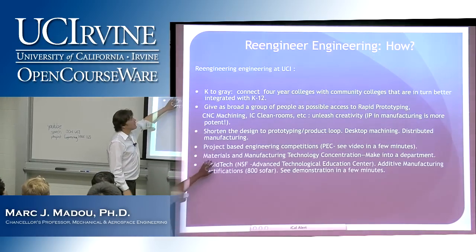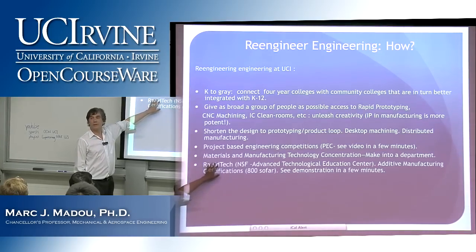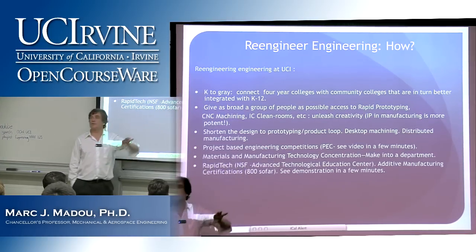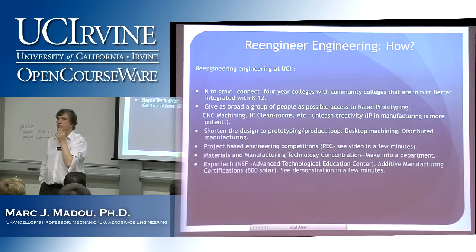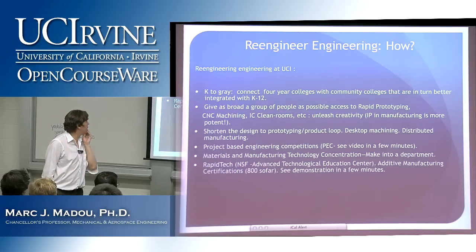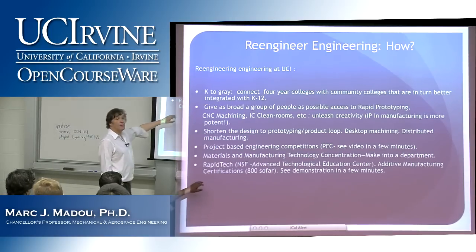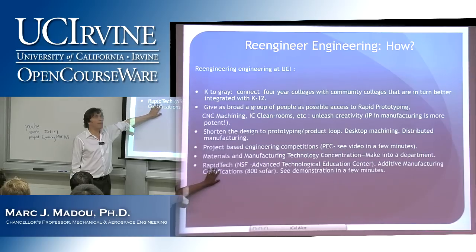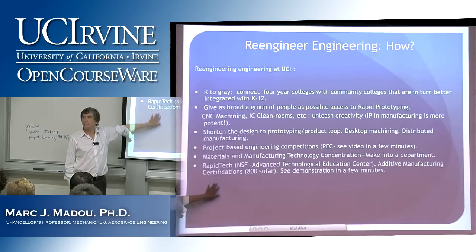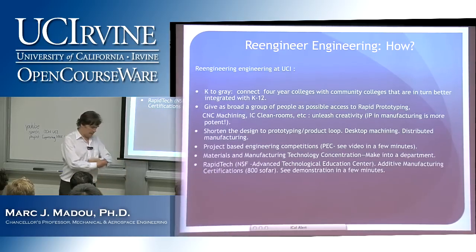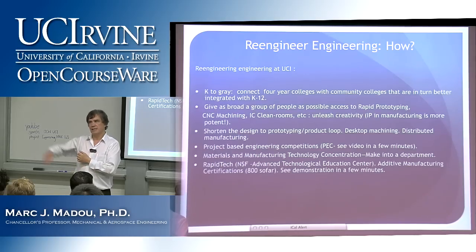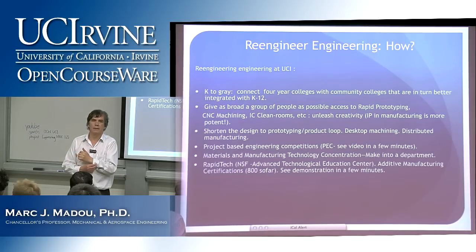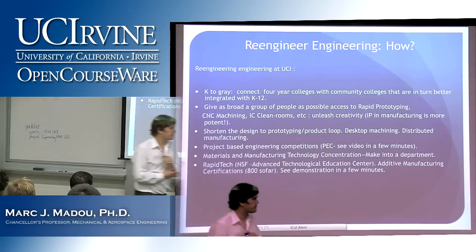We are now also setting up a new department. We hope it will become a new department. Materials and manufacturing technology today is a concentration. We want to convert it into a full-fledged department. And then, as some of you know, and you will actually all go there and work with these folks, we brought Rapidtech onto our campus. And Rapidtech is that entity that has like 25, 30 rapid prototyping machines that you all will learn how to work with.